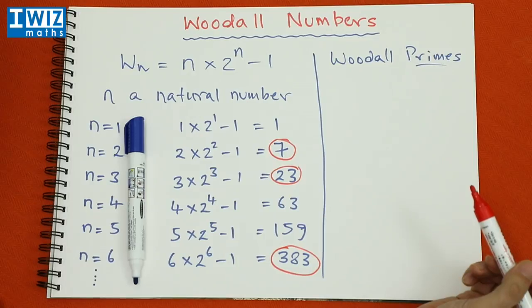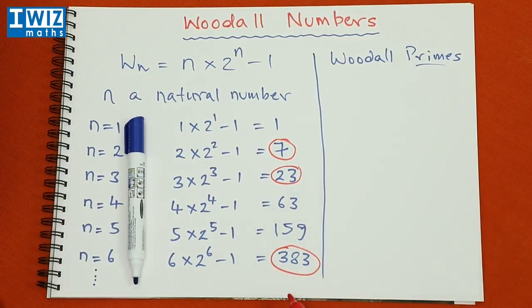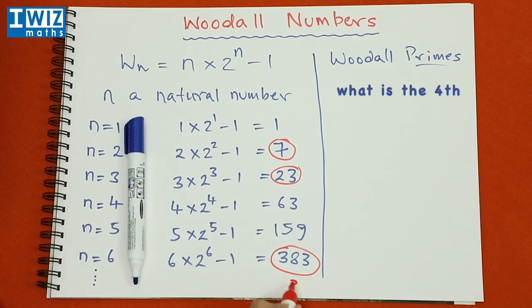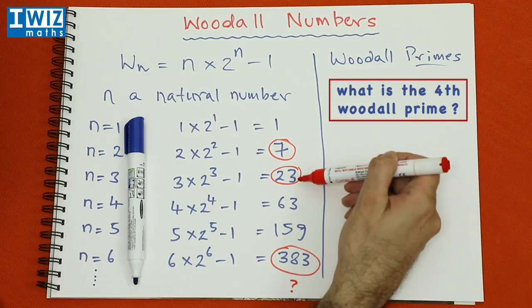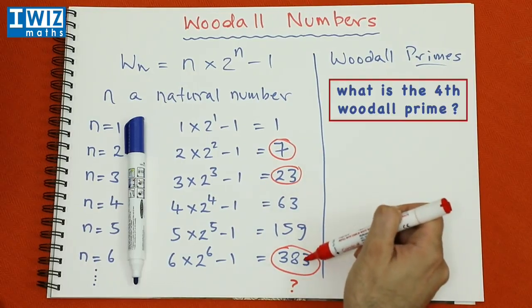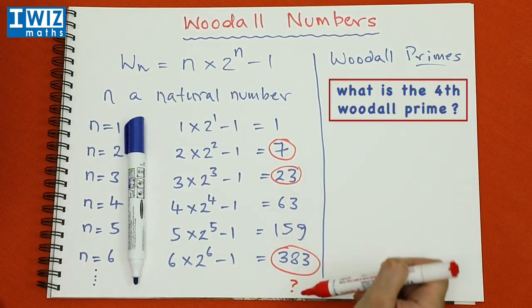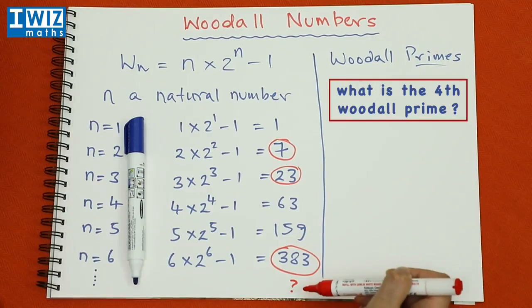And we're going to leave you with a question. And the question we're going to leave you with is, what is the next Woodall prime? So 7 is the first one, 23 is the second one, 383 is the third one. What is the fourth Woodall prime?